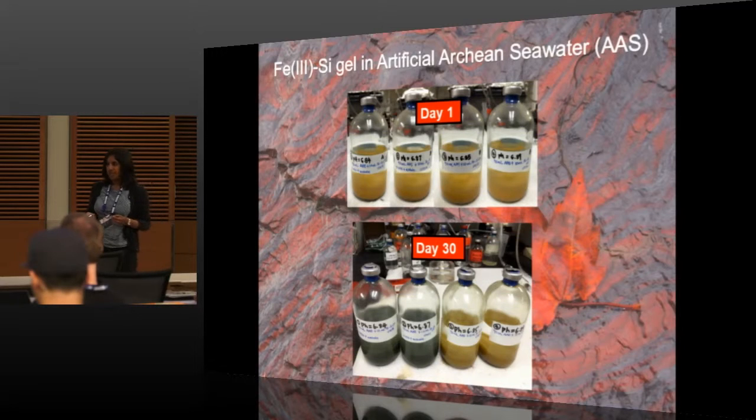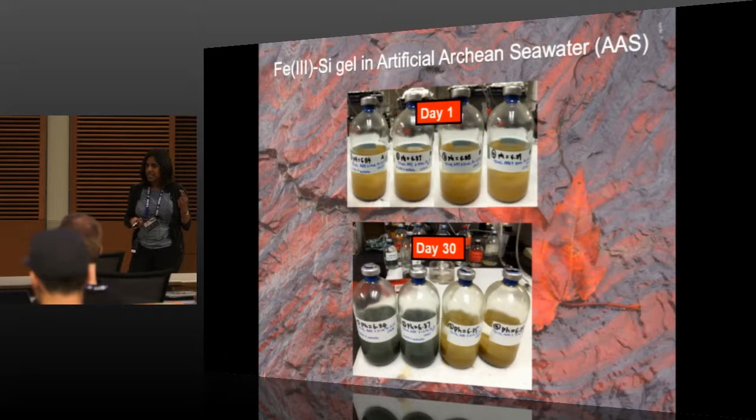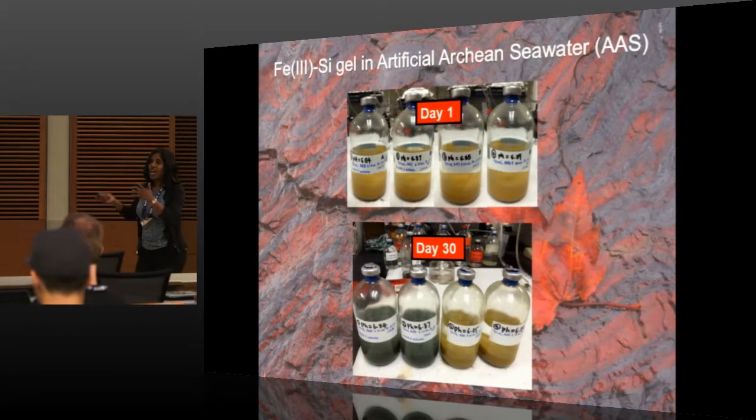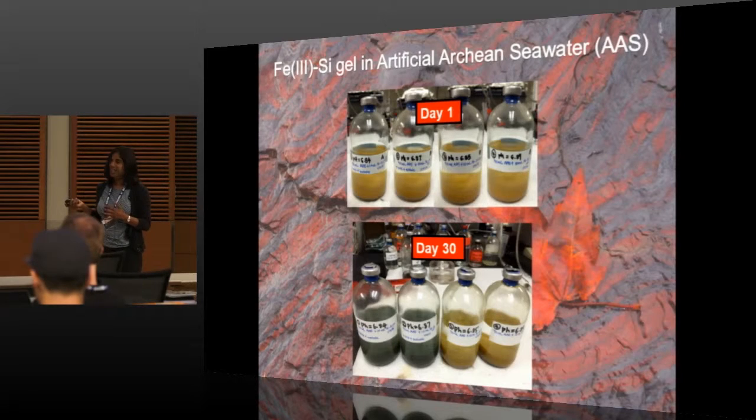So these are my experimental vials. As you can see from day 1, I have 4 experimental vials. 2 vials contain cells of Desulfuromonas, while the 2 other vials are just the gel and the artificial Archean seawater. At day 30, it becomes really obvious which vials contain cells and which vials are the control experiments. You can see the coloration difference here.